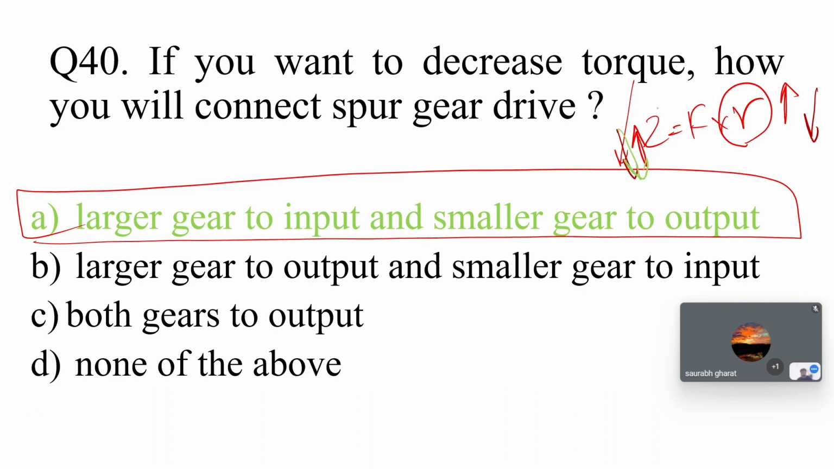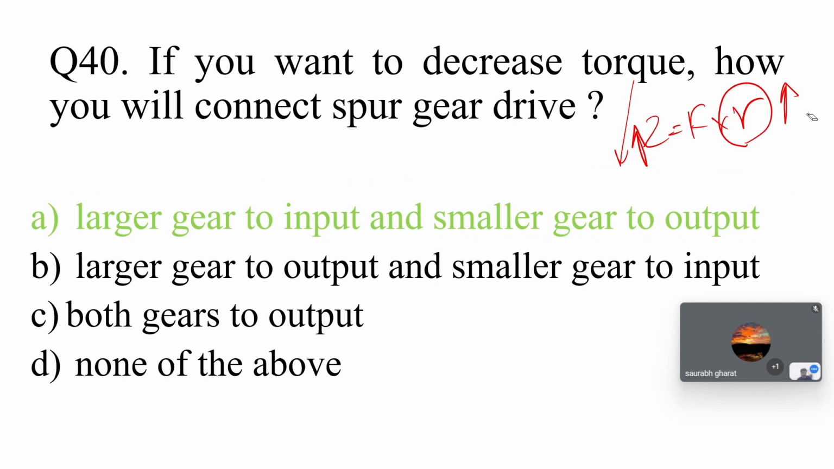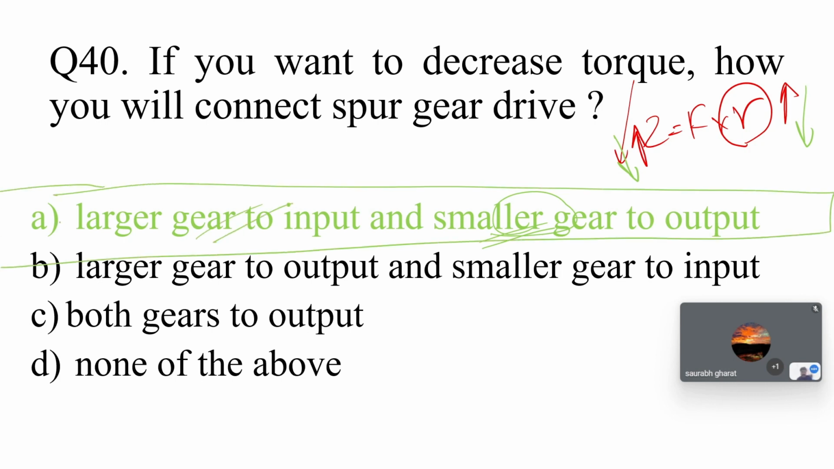If you want torque low, your radius also must be low. Right now what we want at the output is decreased torque, so we require a smaller size gear at the output. So we have the smaller gear here and the bigger gear here. So this is the only correct answer here.